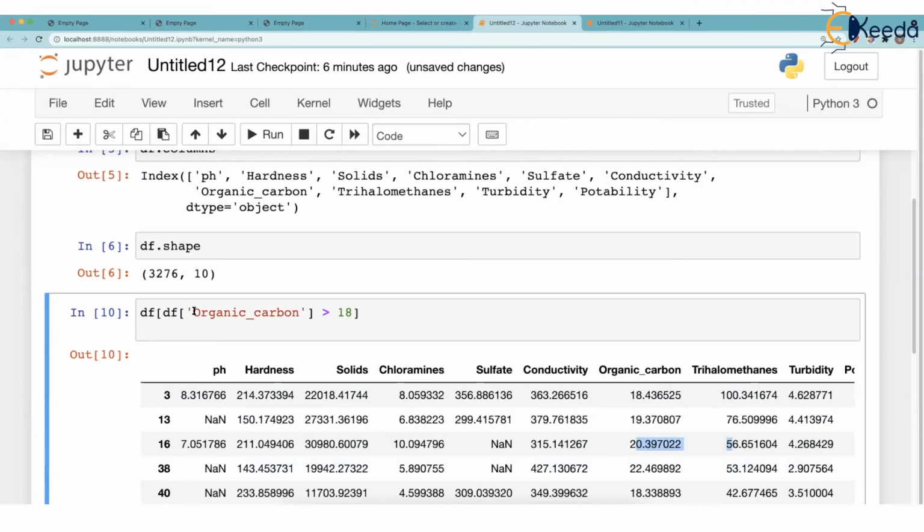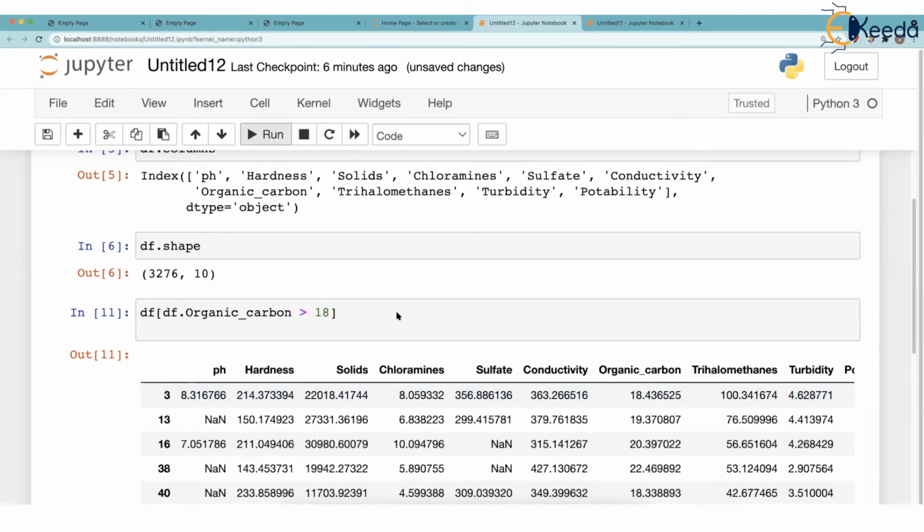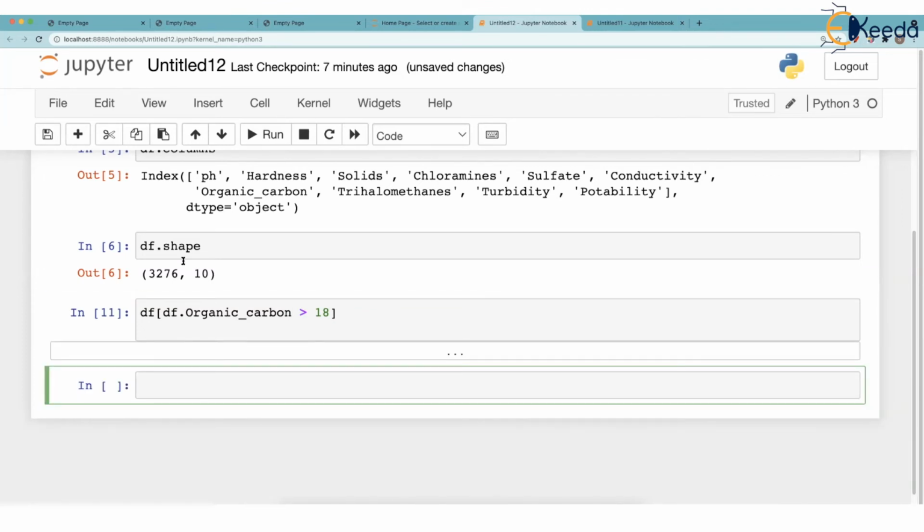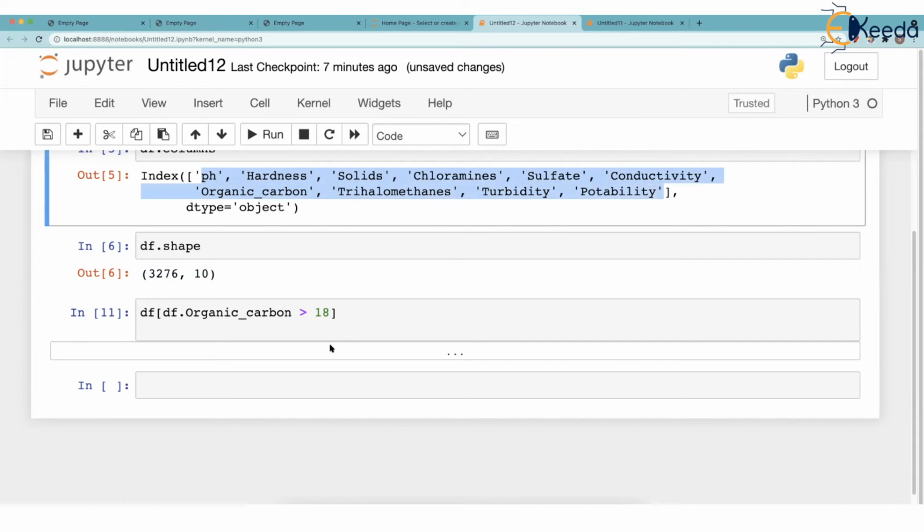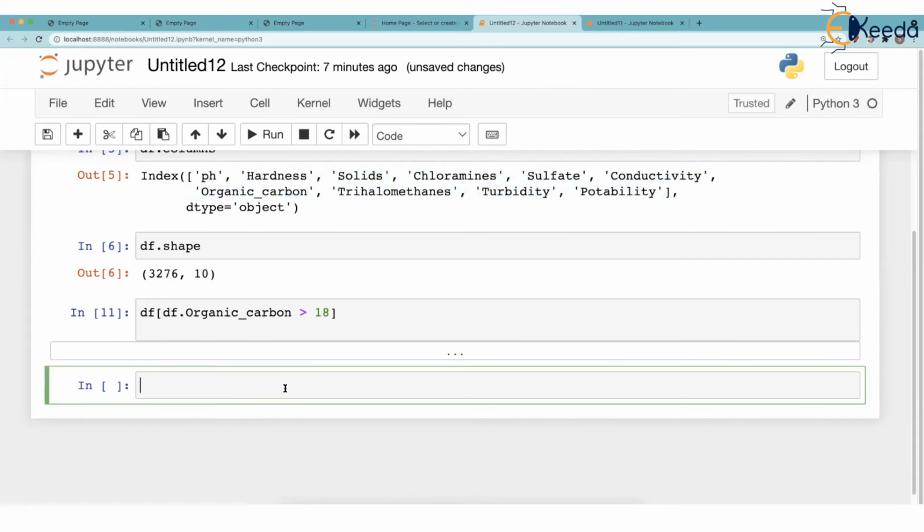The other way, recall, of doing this was df dot organic carbon, the name of the column. Then you won't need the square bracket, you won't need the quotation. This will also give the same output. We will not rename the columns here. All columns are very nicely named, but if you want to rename any columns, you can by making a list of columns and assigning that to df dot columns. You recall that.